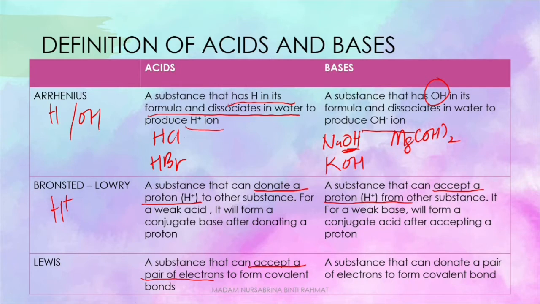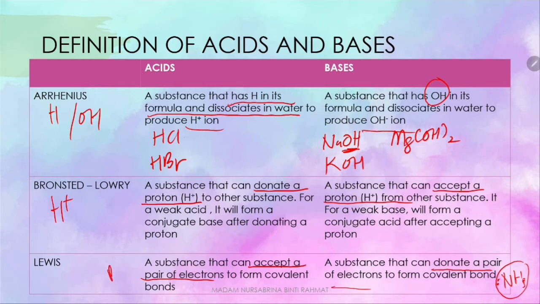If it's a Lewis base, it means it can donate a pair of electrons. That means it has an extra pair of electrons, a lone pair. For example, ammonia, NH3. If you draw the Lewis structure, there will be a pair of electrons on the nitrogen atom. That means this nitrogen on the ammonia has an extra pair of electrons which can be donated to a Lewis acid, and they can form a covalent bond between each other. So in this case, ammonia is our Lewis base.